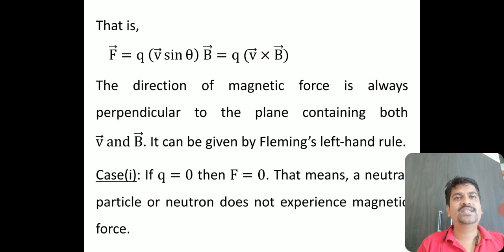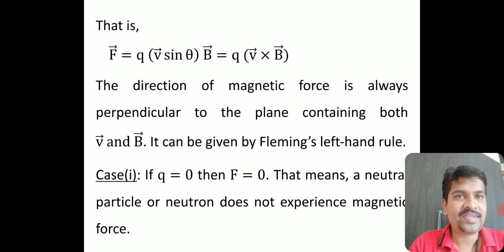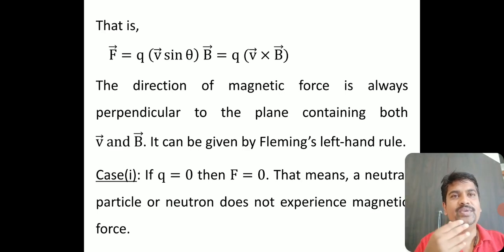So it is the F which is equal to Bqv sine theta. The force experienced by the charge moving in a magnetic field is given by F equals Bqv sine theta, or F equals Q into V cross B. That's a vector form of writing the force. Q into V cross B, or Bqv sine theta.